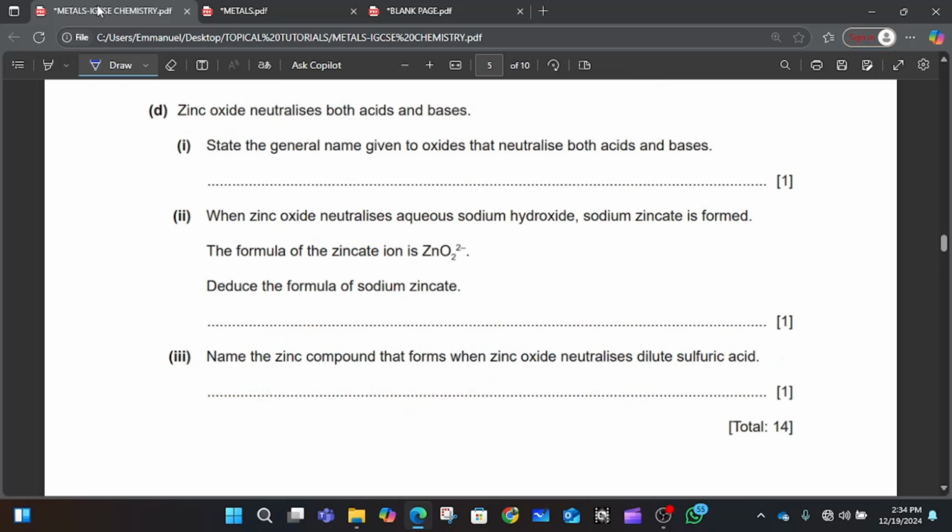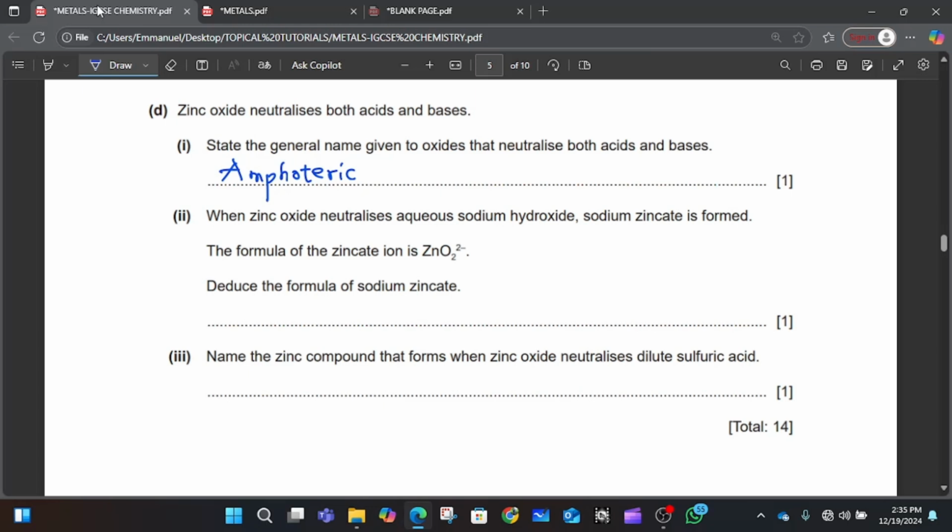D. Zinc oxide neutralizes both acids and bases. I. State the general name given to oxides that neutralize both acids and bases. Any oxide that neutralizes an acid or a base, we call it amphoteric oxide. An example is aluminium oxide and zinc oxide.